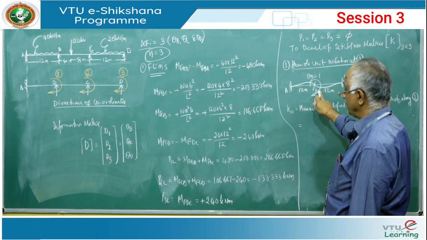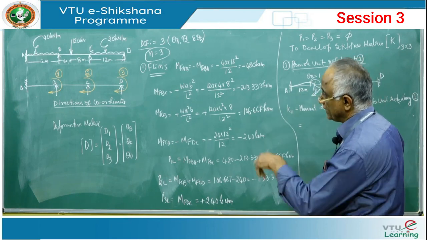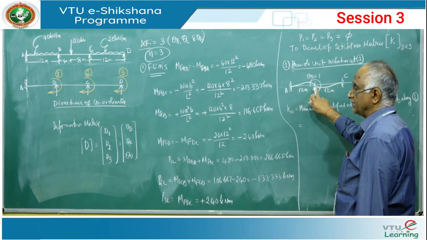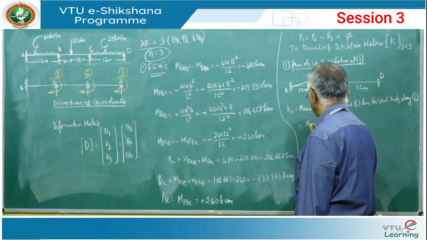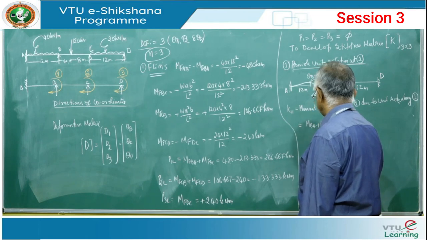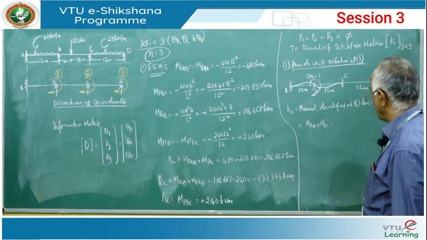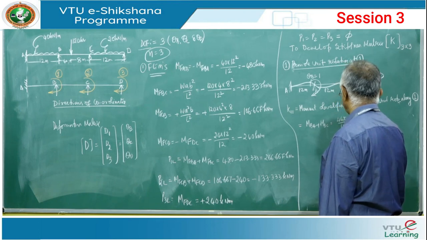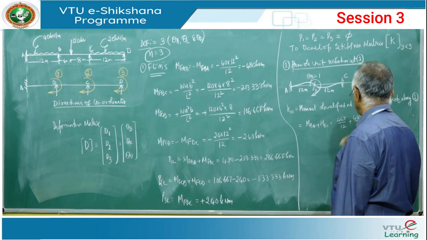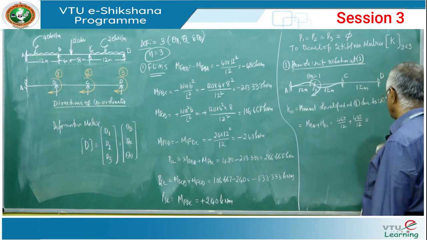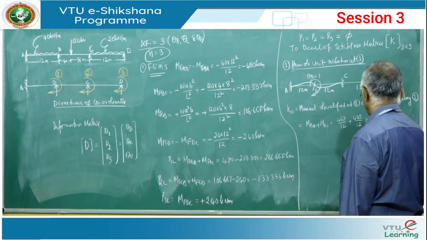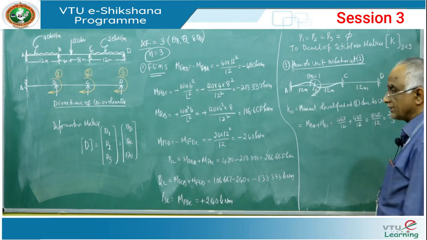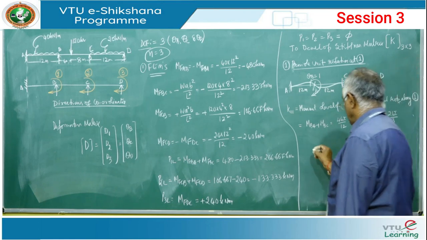Once you rotate the joint at B, it rotates in the clockwise direction for BA as well as BC, that is shown here, theta B and theta B. So the near end moment where you apply the equation is generally MBA plus MBC. Since you don't have any other load except this rotation, it is equal to 4EI by L, L is 12, plus 4EI divided by L, L is 12, for BA and BC. So 4 plus 4, 8EI by 12. That means it is 2EI by 3.